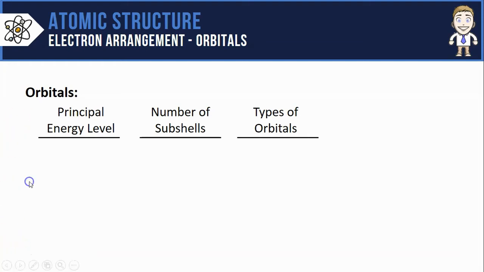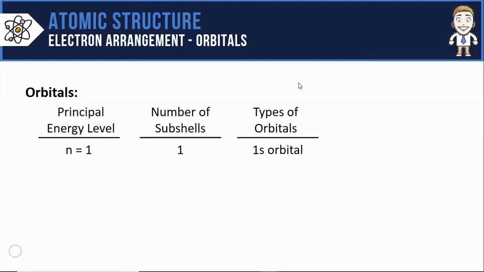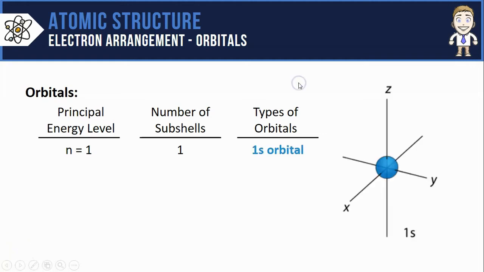So let's start the whole process by looking at energy level 1. This is the simplest one to start with because in energy level 1, there's only one type of subshell, and that one subshell is what we call a 1s orbital. So what exactly is a 1s orbital? Well, here's a diagram of what it might look like if you could see it. The x, y, z axes converge at a center point where you can imagine the nucleus might be. The surrounding blue sphere is the orbital itself.